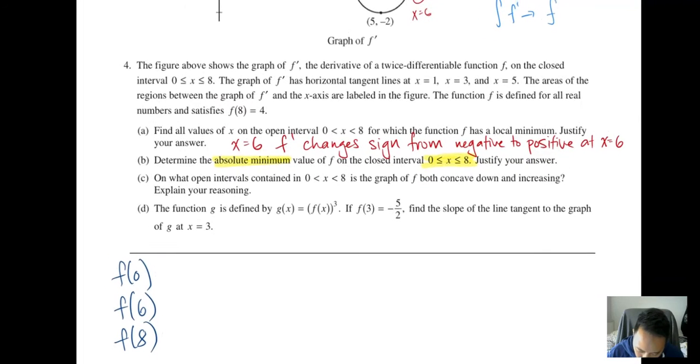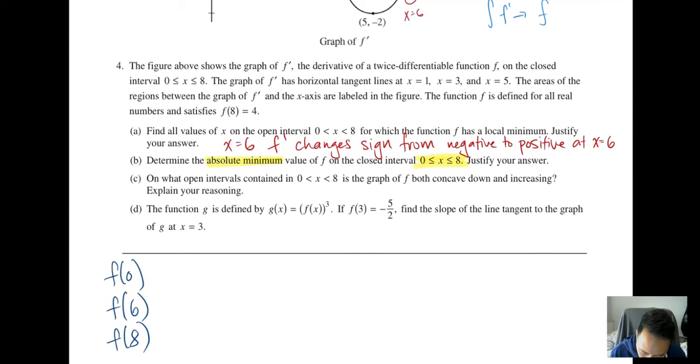In the problem that you read, you notice they gave you this information here: f of 8 equals 4. So I'm going to have to use that in all of these cases to figure out what those function values are, except for maybe the last one, f of 8. I already have that. Great. I already have f of 8 equals 4. That's done. But I've got to figure out f of 0 and f of 6, and I have to somehow use f of 8.